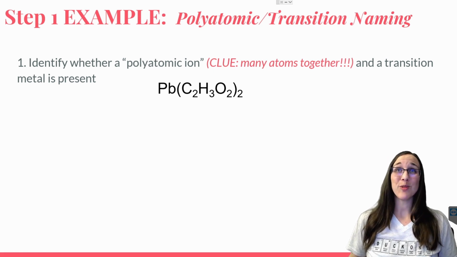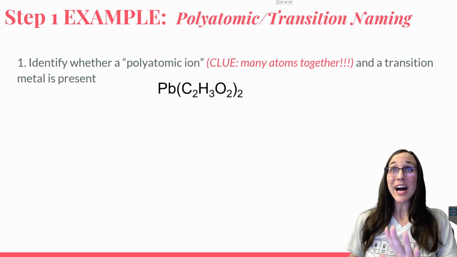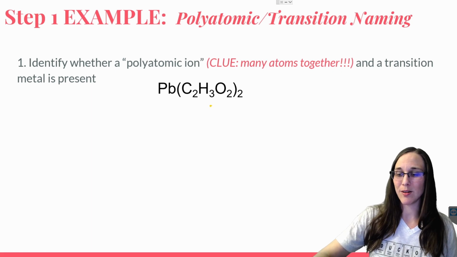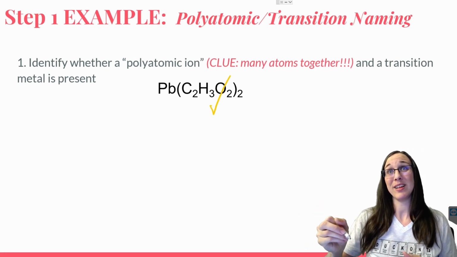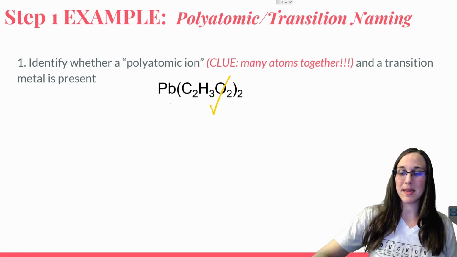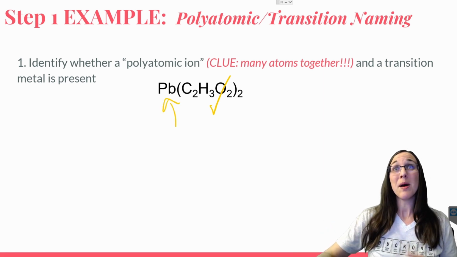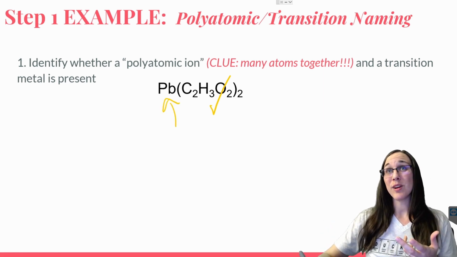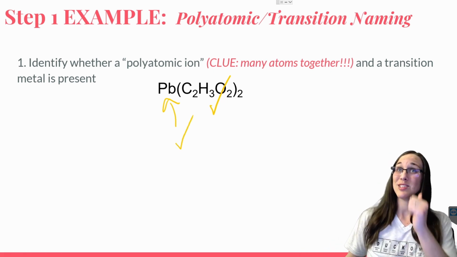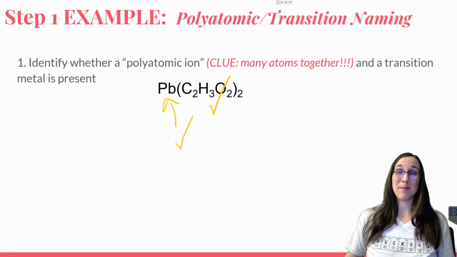So my example for you is PbC2H3O2. Okay, there's a lot of atoms present there. There's many atoms. So right away we know, check, that is definitely a polyatomic ion that's present. Now we need to look at our cation, Pb, not peanut butter jelly, but lead. Lead is one of our transition metals. So check, we have the scenario where there's a transition metal and a polyatomic ion present.